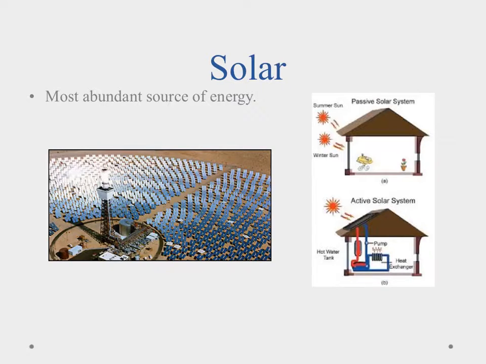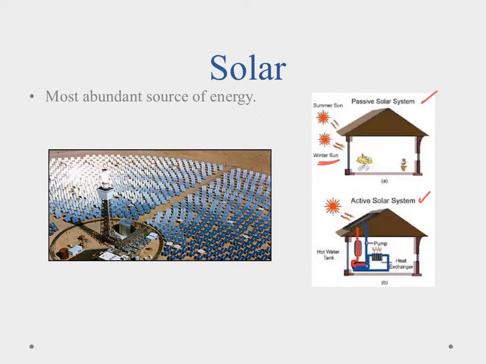There's two main types of solar energy systems. We have passive and we have active. Passive means we're not doing anything, we're just letting it naturally happen. So if you can see in the picture here, in the wintertime, we'll have sunlight that'll come in through the windows and that'll just passively heat the inside of the house.